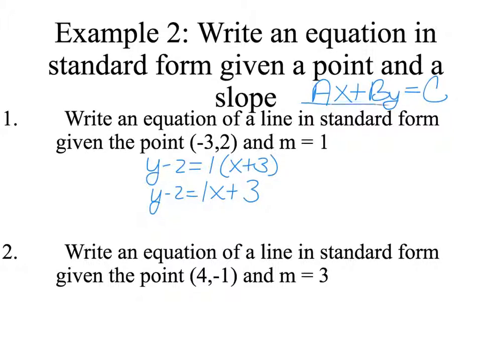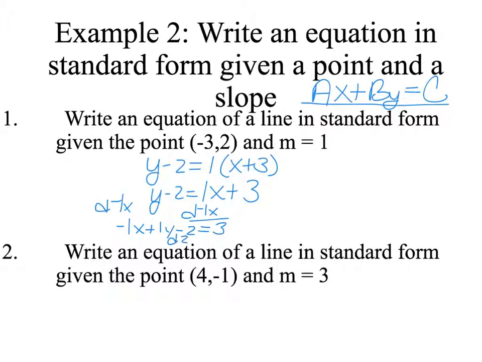The format says I need to get everything with the x and the y over on the left-hand side, and I need to get all of my constants, or the pieces without the variable, over to the right-hand side. So I'm going to add negative 1x to each side. So now I have negative 1x plus 1y minus 2 equaling 3.